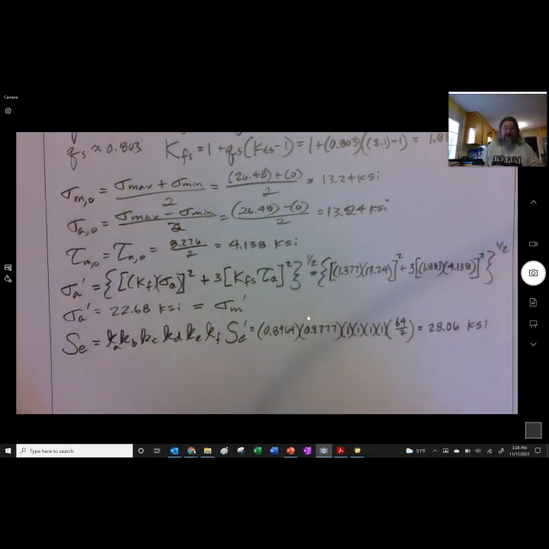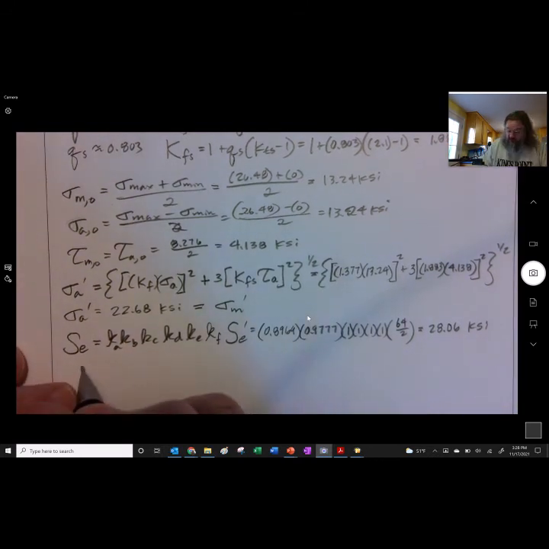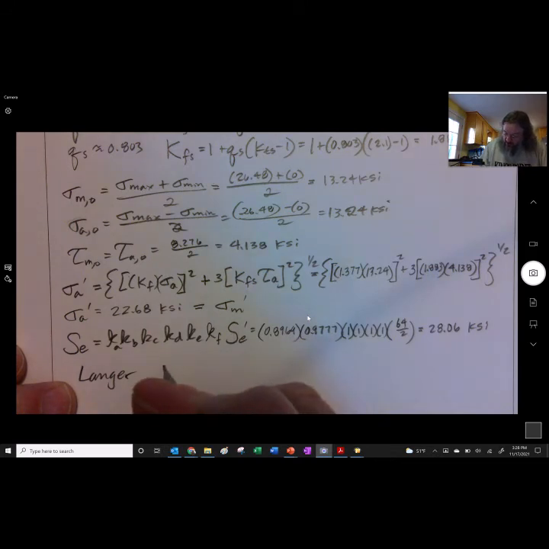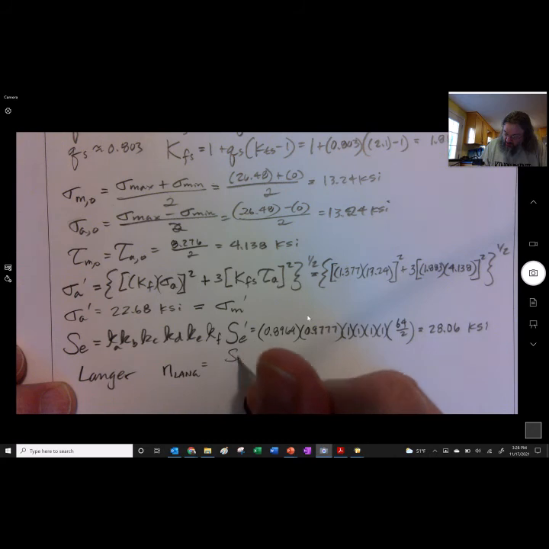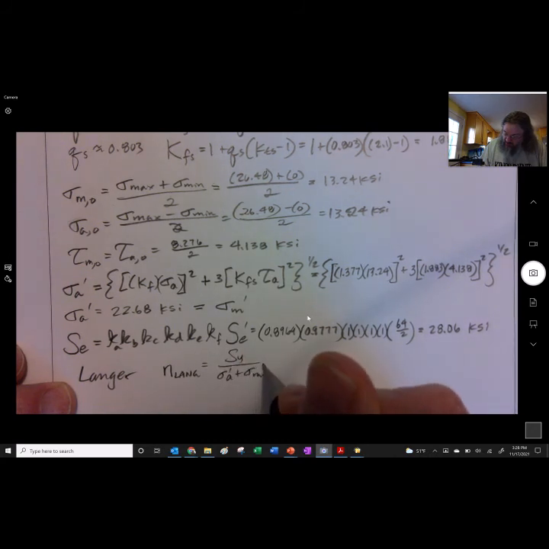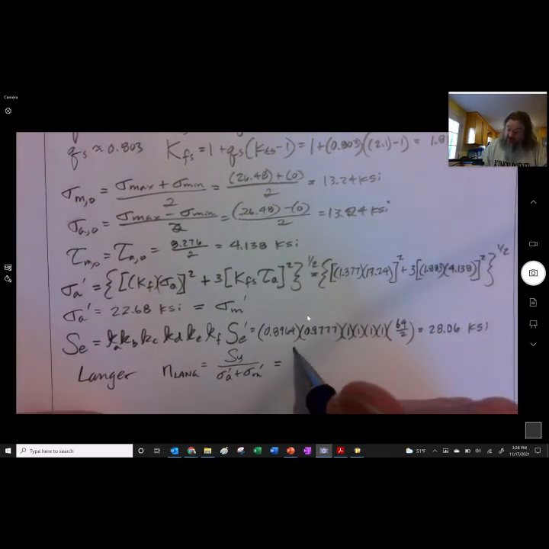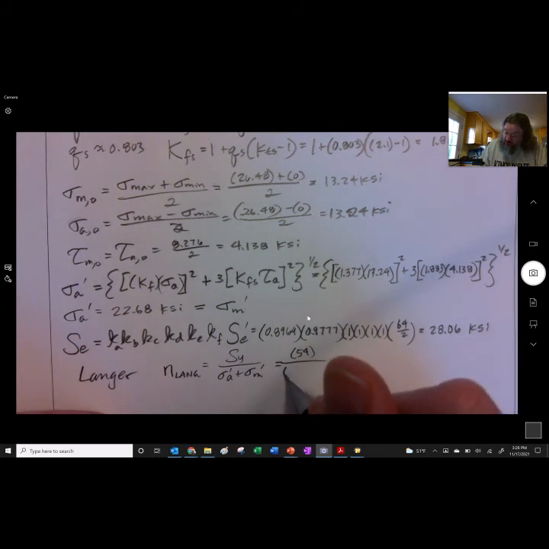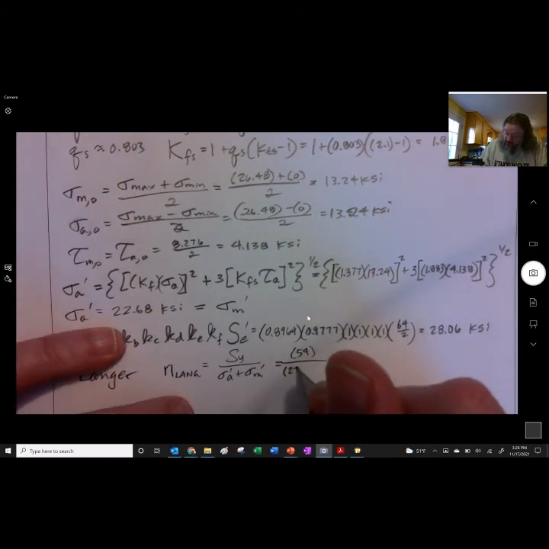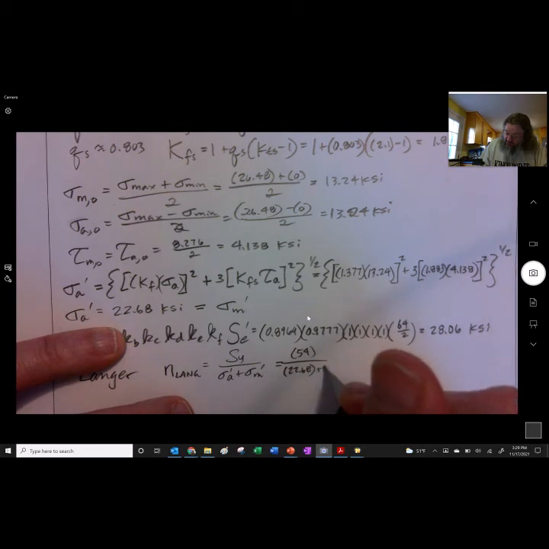So we can now proceed to get our safety factor. We start out with Langer, and that's going to be LANG. I take the yield strength and I divide by the alternating plus the mid-range. The yield strength was 54. The alternating and the mid-range are both 22.68.